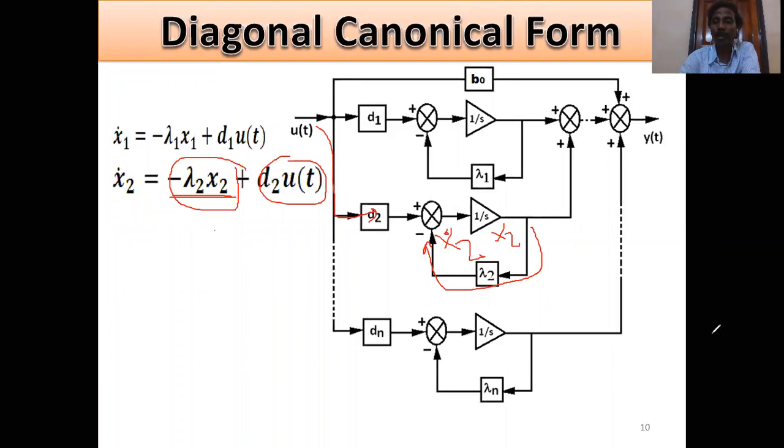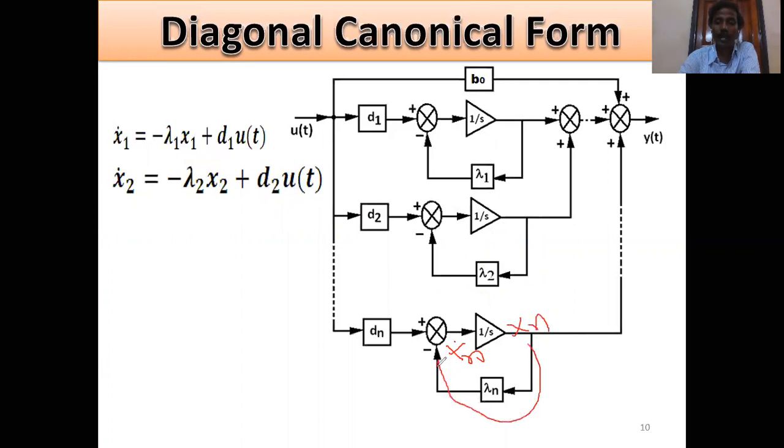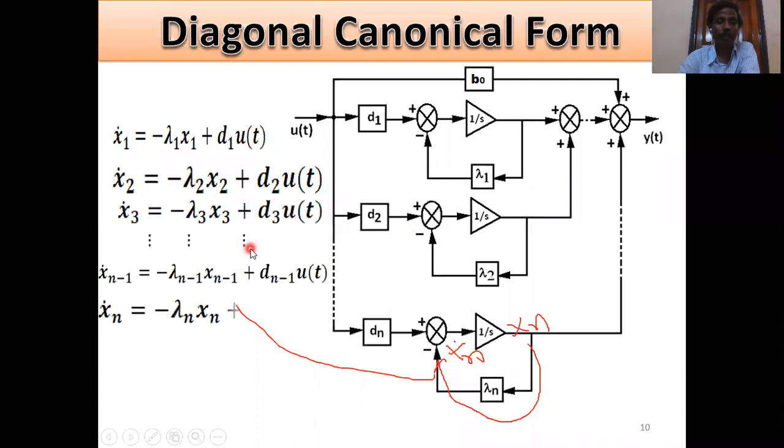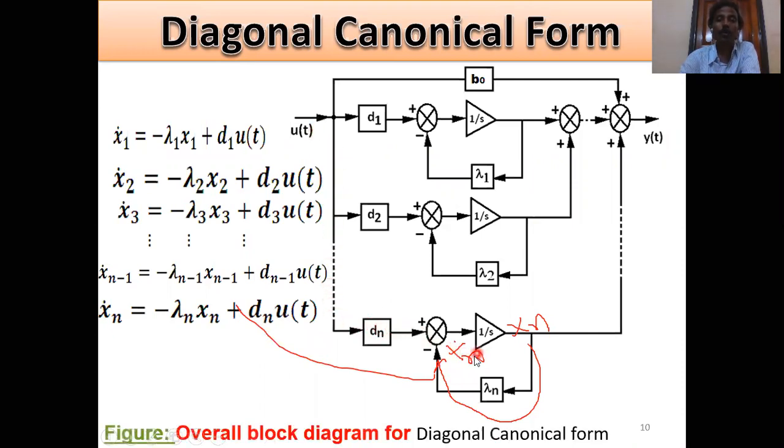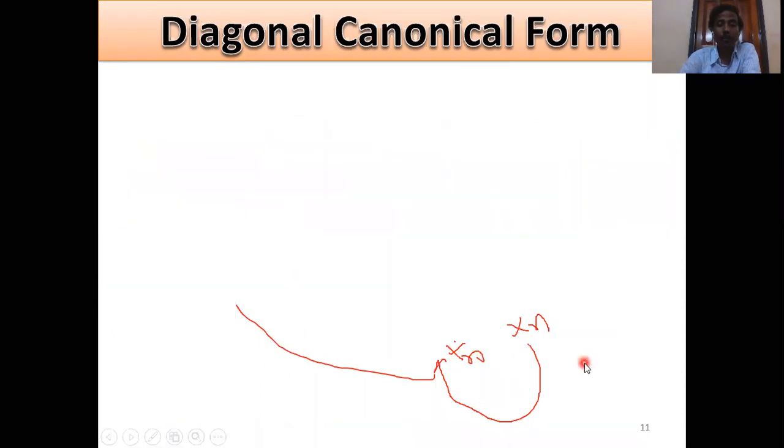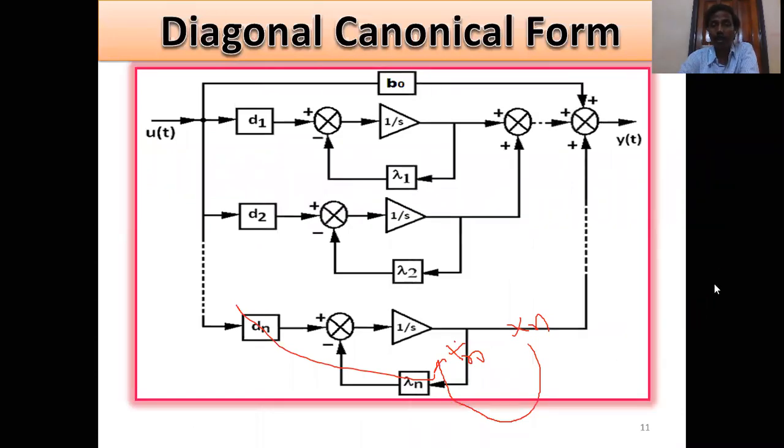Similarly, this is the xn dot. What is xn dot? This is xn, so xn into lambda n with a minus sign, because this forms xn dot. And then this path is dn into u(t). So xn dot equals minus lambda n into xn plus dn into u(t).